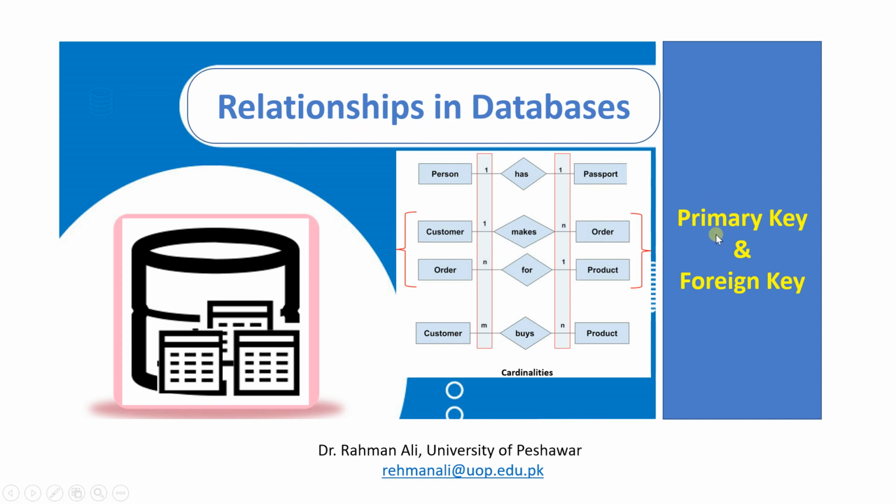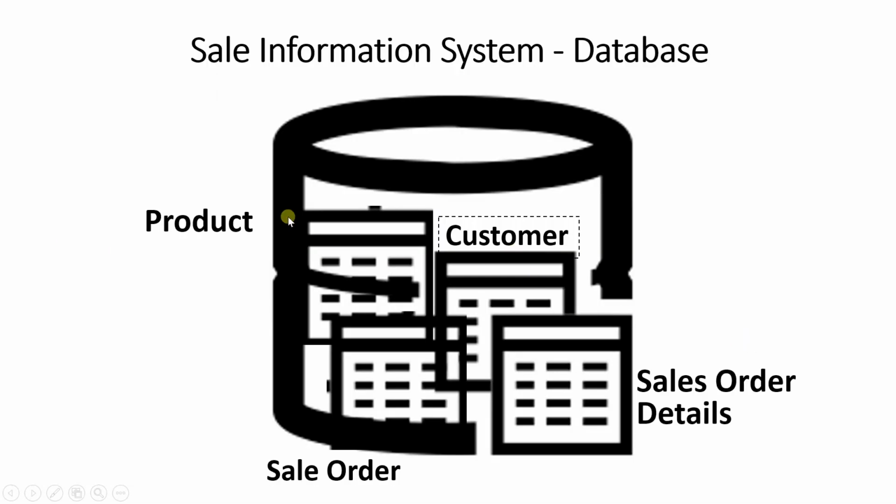In this lecture, we are trying to understand the concept of creating relationships in databases, and for that purpose, we will have to understand the concept of primary key and foreign key. As we already know, a database, for example a sale information system, is a collection of related files, and here the files are product, customer, sale order, and sale order detail.